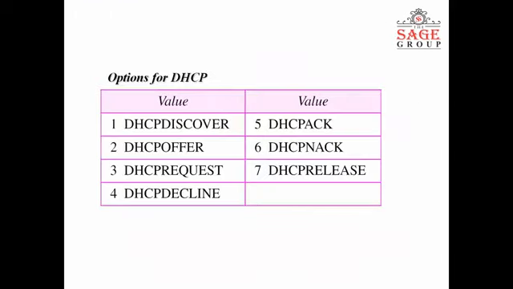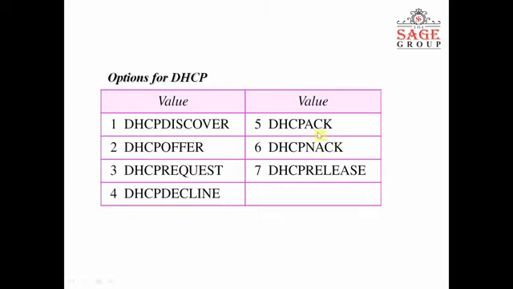There are 7 types of operations in DHCP. First is DHCP discover. It discovers the DHCP server. Second, DHCP offer. It offers the value of DHCP. Third is DHCP request. The client requests the server to provide a value for the IP address. DHCP decline. The server can decline the IP address: no, I don't want to send it to you.